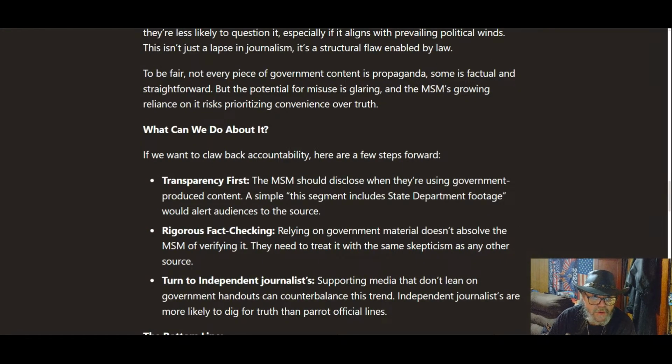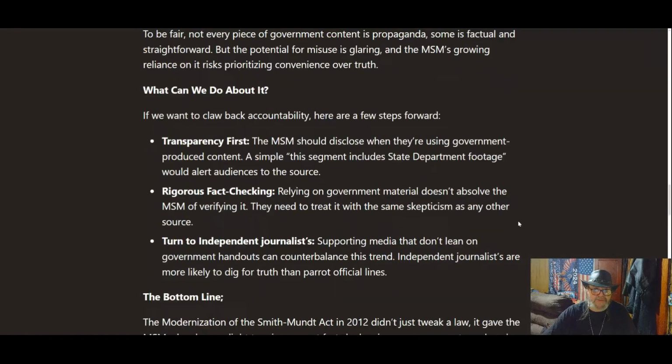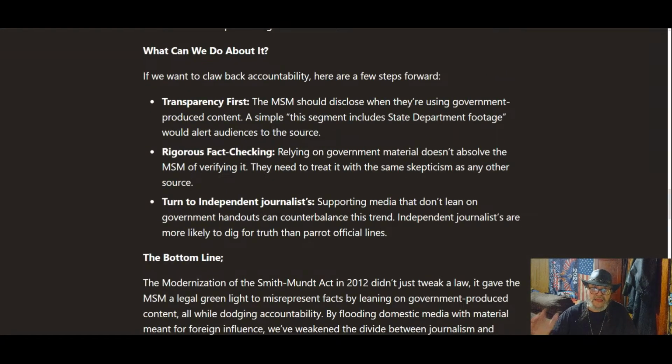What can we do about it? Well, if we want to claw back accountability, here are a few steps forward. Transparency first. The mainstream media should disclose when they're using government-produced content. A simple note, "this segment includes State Department footage," would alert audiences to the source.